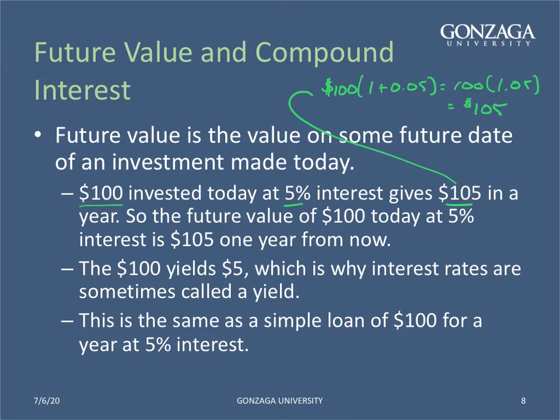Same thing as if it were a simple loan. You borrow money, you pay back in 1 year. There's no compounding here. It's just a simple loan where how much, when do you owe me, and that's how we figure it out. All right, the next step's gonna be a little bit more.